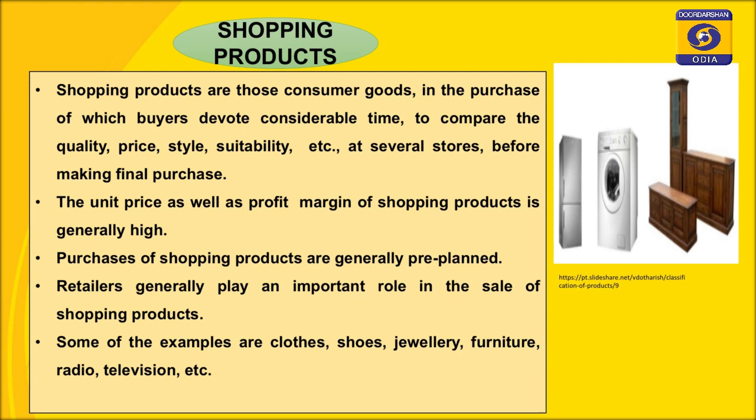Then comes shopping products. Shopping products are those products which are purchased by the buyers after devoting considerable time. That means the buyer will go to the shop, will compare other competitive products, or will visit 2 to 3 shops and then will take a decision to buy the product. The purchase of shopping products is generally pre-planned. That means you don't go to the market, see the product and buy. No. When you go to the market to buy the shopping products, you plan it before you buy the product. Like refrigerator or washing machine or furniture.